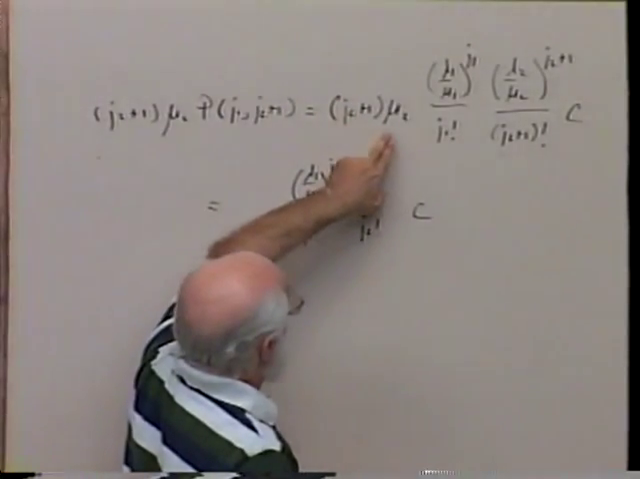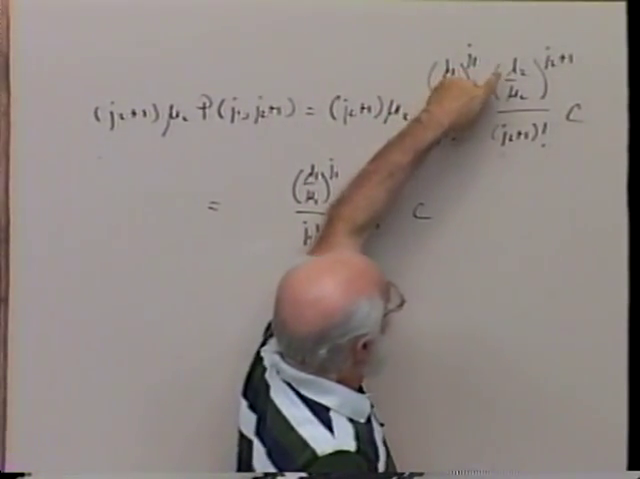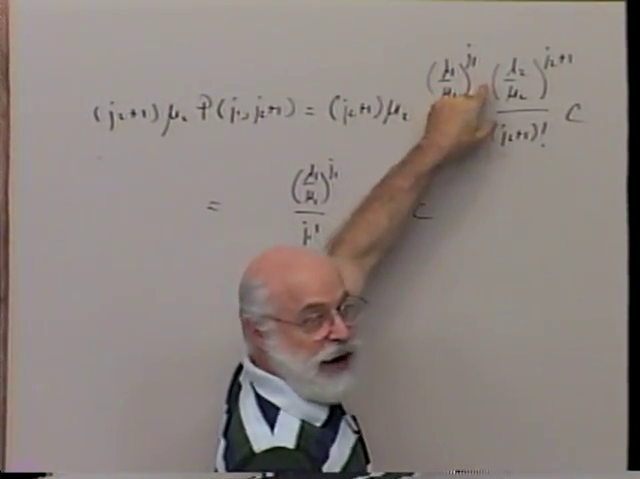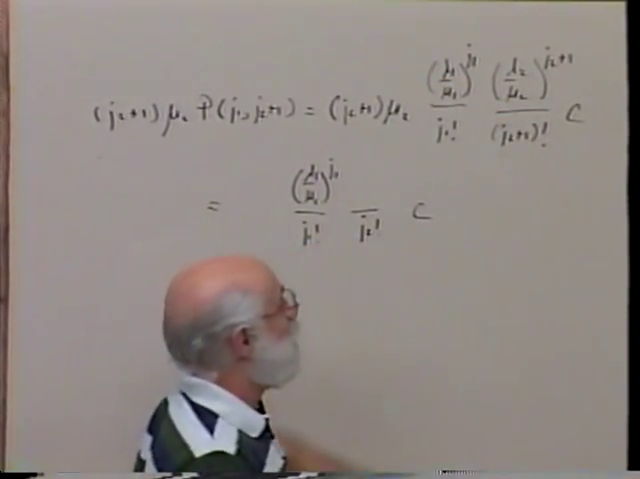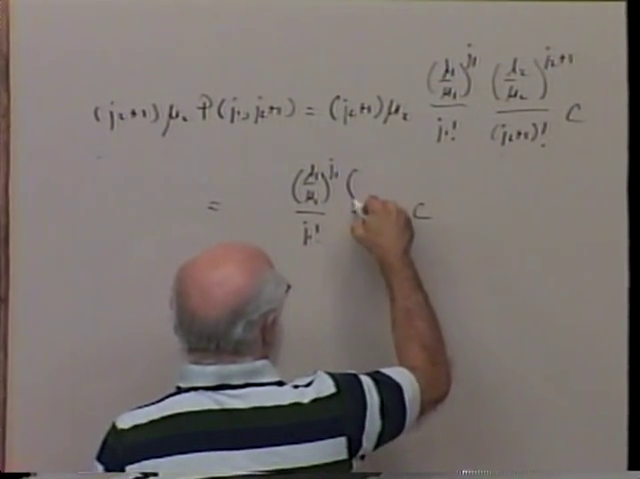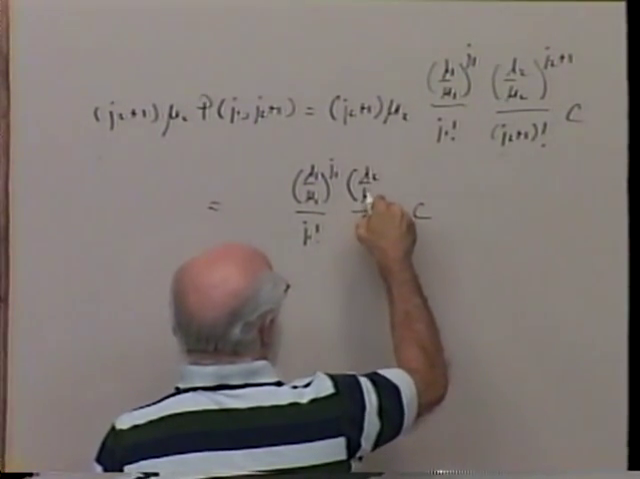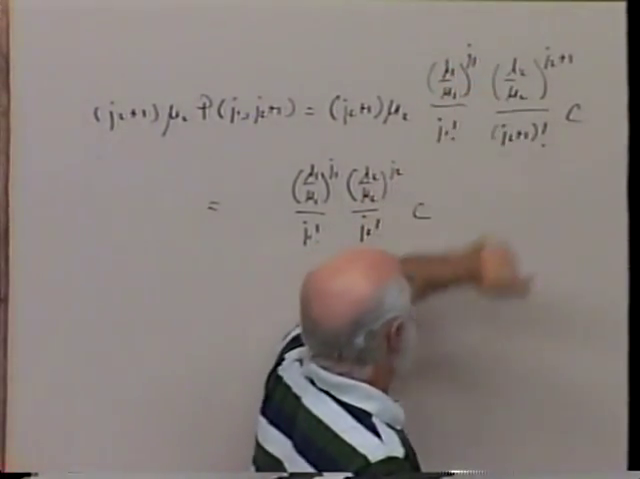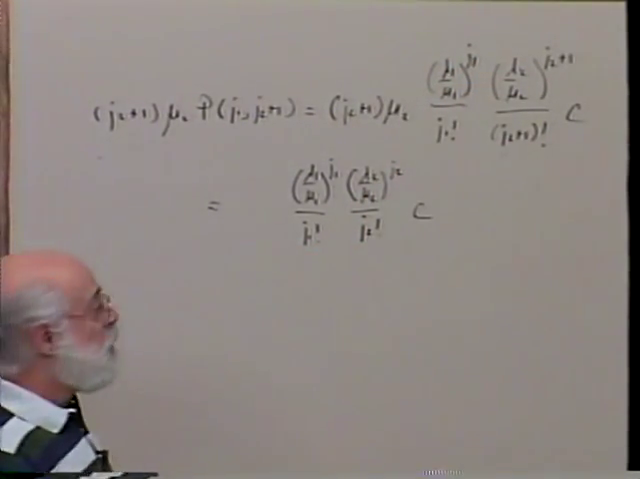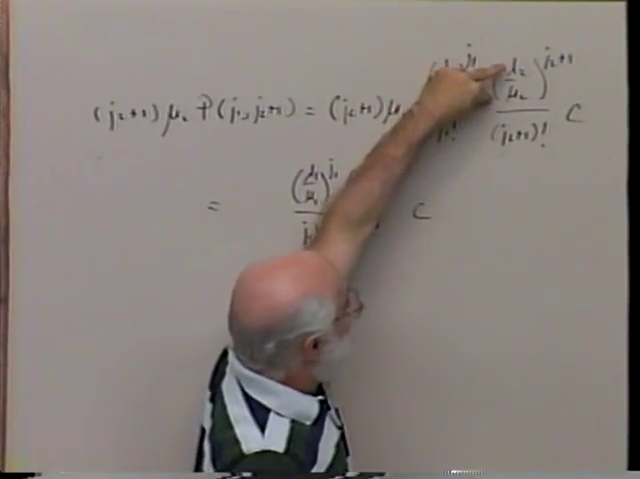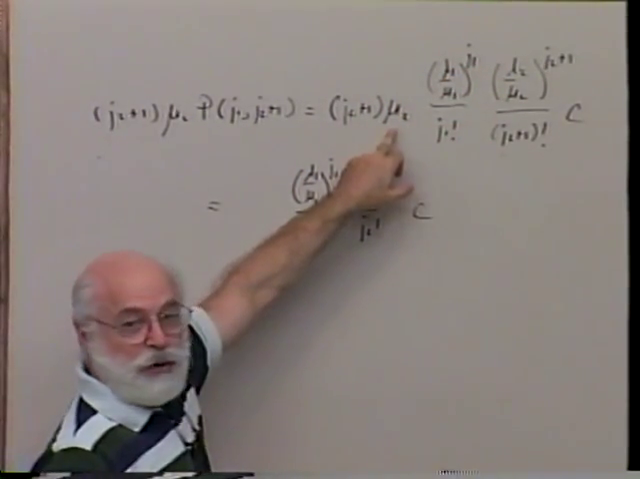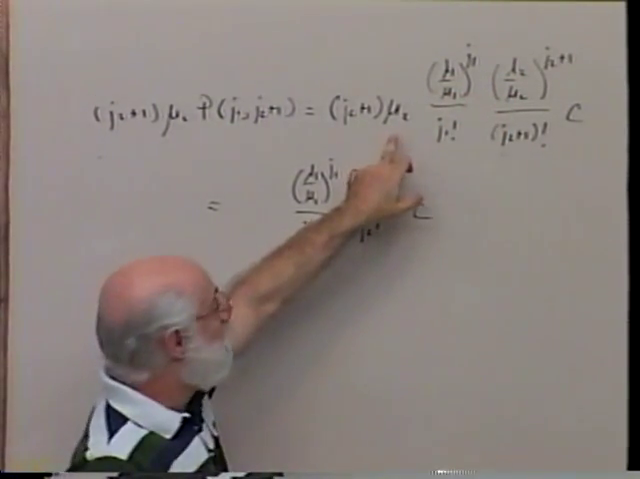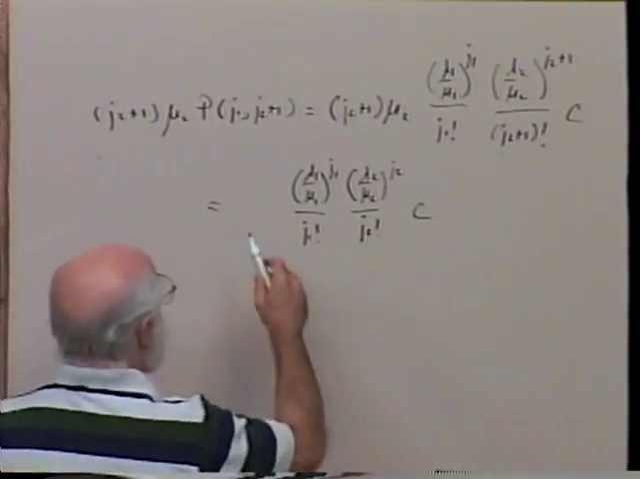Now, let me write this lambda 2 over mu 2 to the J2 plus 1 as lambda 2 over mu 2 factored out times lambda 2 over mu 2 to the J2. So I have lambda 2 over mu 2 to the J2, and I factored out a lambda 1 over lambda 2. But when I do that, the lambda 1 over lambda 2 is multiplied by the lambda 2 over mu 2, which is multiplied by the mu 2. So the mu 2's cancel, and I'm left with lambda 2.